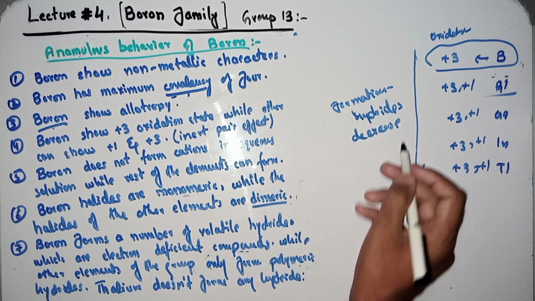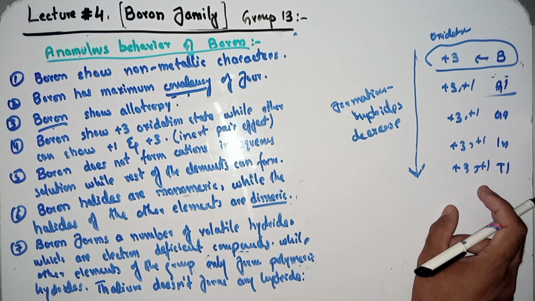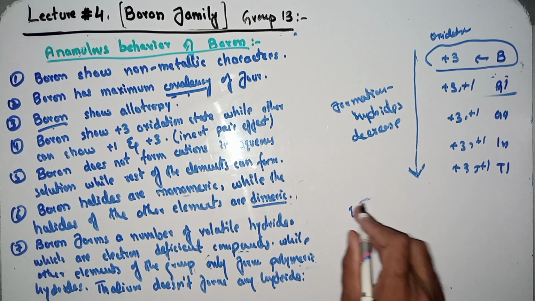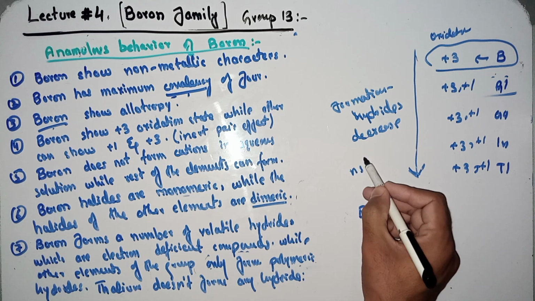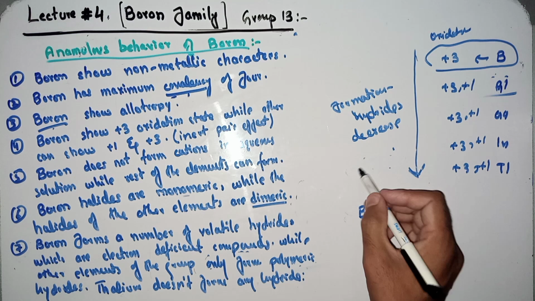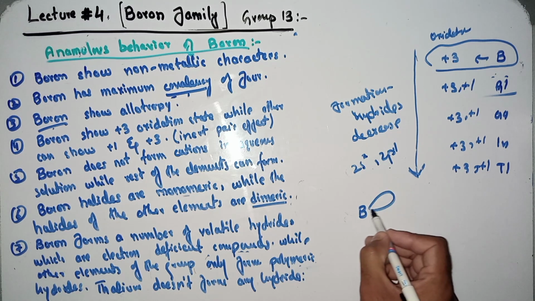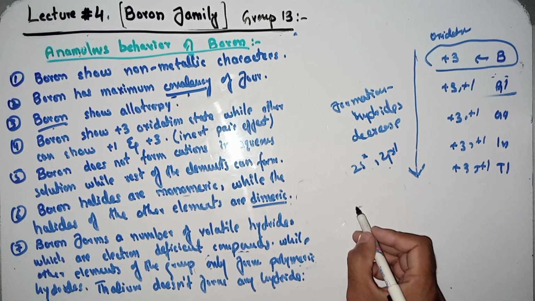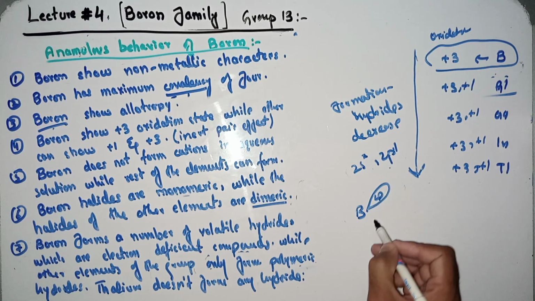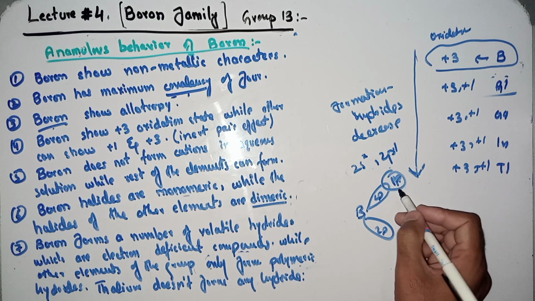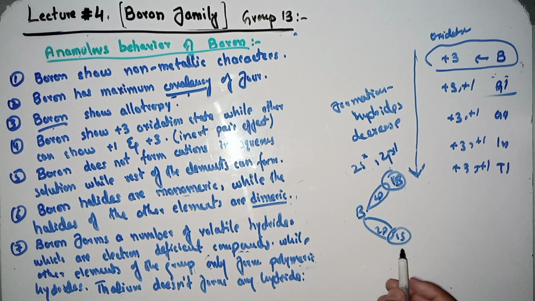Why does it decrease? First of all, it is due to the inert pair effect. The second reason is in the case of boron hydride, let's suppose this is the boron structure. In boron, the valence shell is 2s2 and 2p1. The 2p orbital of boron and the 1s orbital of hydrogen do not have a large energy difference, so that's why it can make an easy covalent bond.